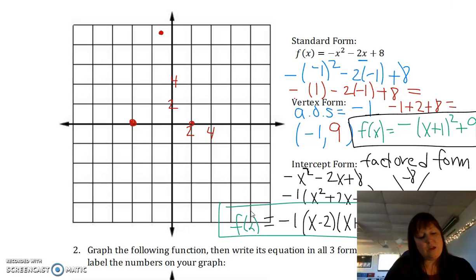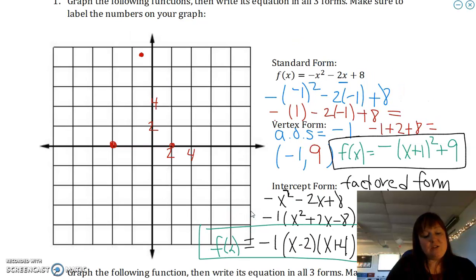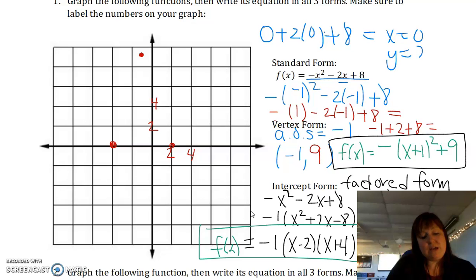And then we could graph it with 3, but if you want, the other point that you could find is the y-intercept, and so you can look and see when x equals 0. We're going to use this standard form right here. And we're going to say, okay, when x equals 0, that's 0 plus 2 times 0 plus 8. So when x equals 0, y equals 8.